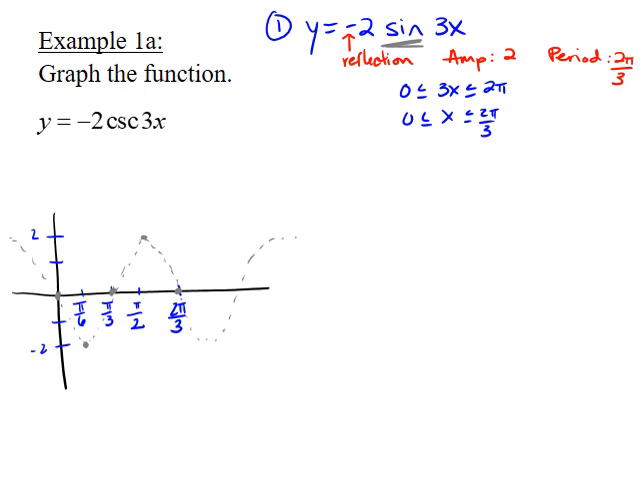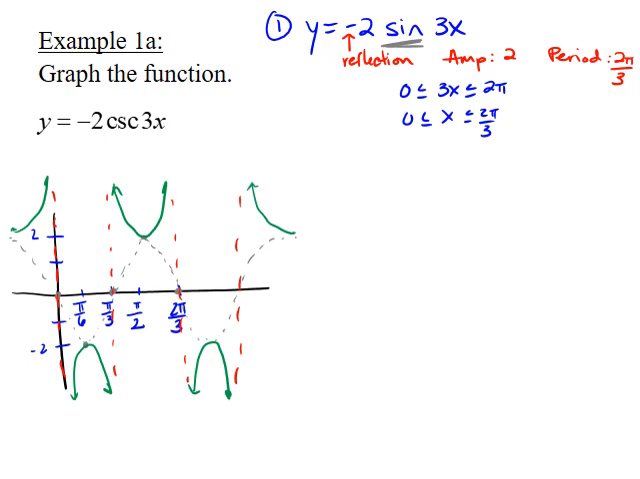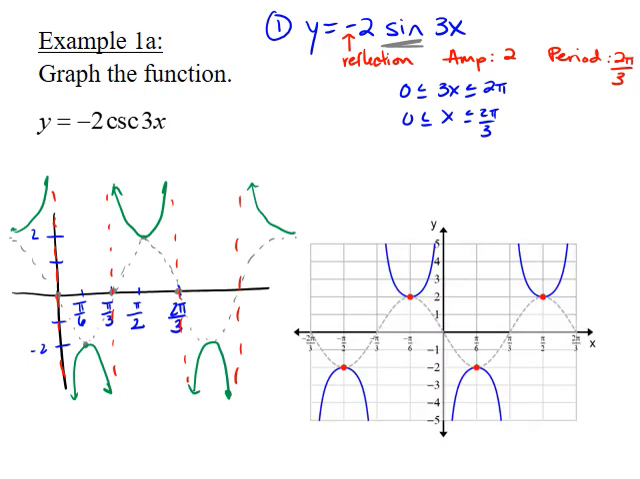So now I'm going to graph cosecant. So wherever the sine graph touches the baseline, we will have asymptotes. And then we will graph the cosecant graph at the maximums and minimums. And these will extend forever in both directions. So here is that graph. Okay, let's do another one.